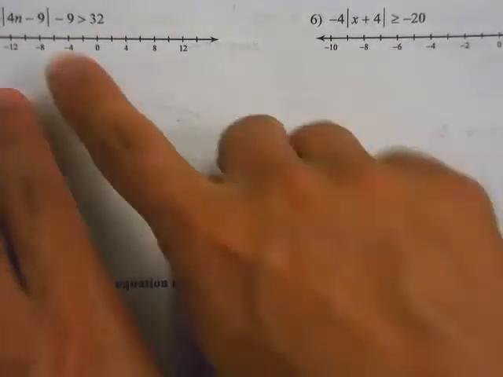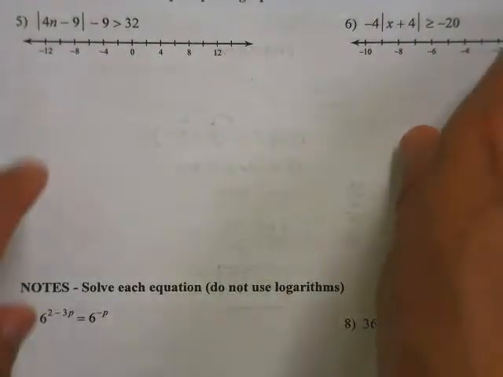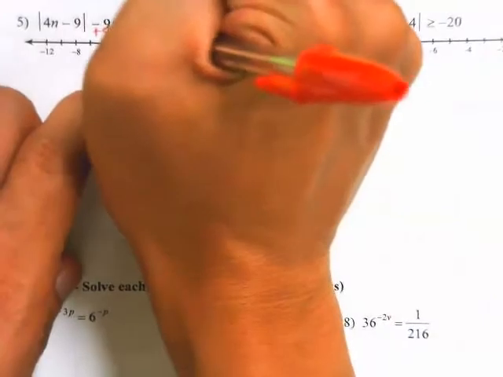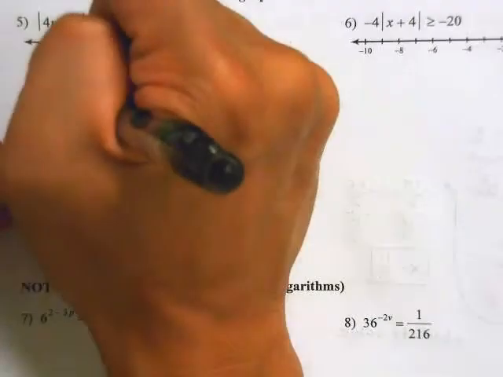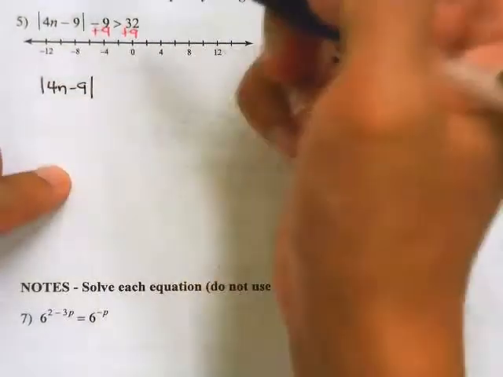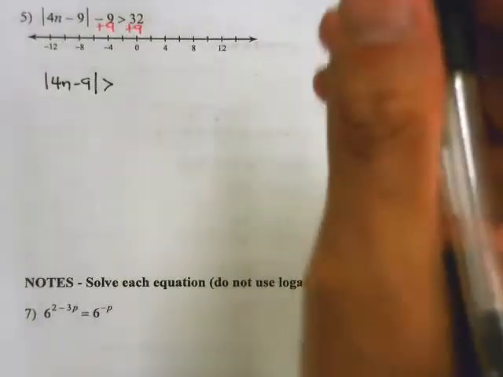And I think from there I'm just going to stop the video. This time around, we have an absolute value for number 5 and 6, and let's do that one by one. Let's get rid of the negative 9 first. I'm just going to add 9 on both sides. Okay, and then I will put the rest of the calculations underneath. Absolute value of 4n minus 9 is greater than 41.